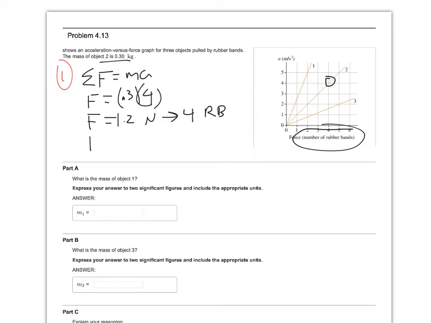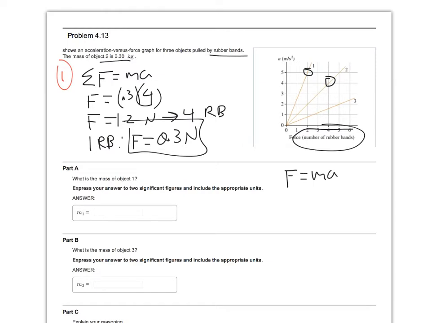That means that if I only have one rubber band, my force is going to be 1.2 divided by 4, or 0.3 newtons. So that's the force for one rubber band. So I can actually use that to calculate the mass of object 1. So I'm going to look at object 1. I'm going to pick a point there, and I'm going to say F equals ma. In this case, the only force we have acting on it is the force of the rubber bands. So the sum of my forces is simply the force of the rubber bands in this case.